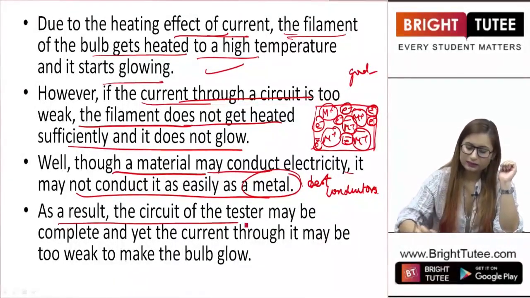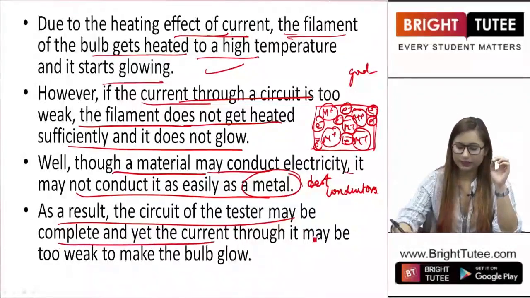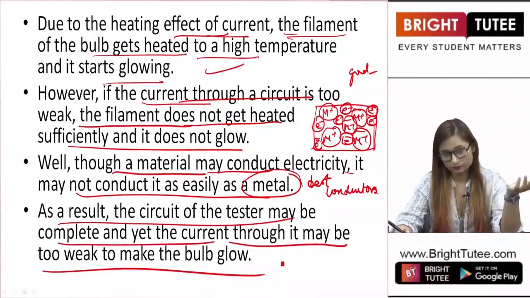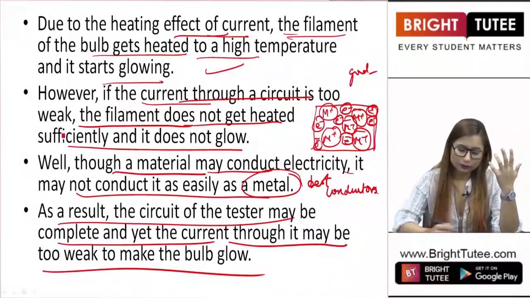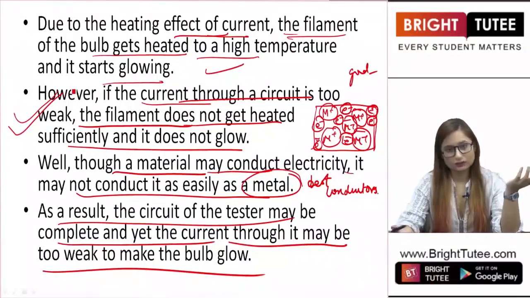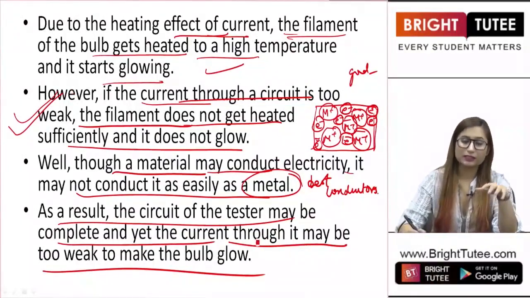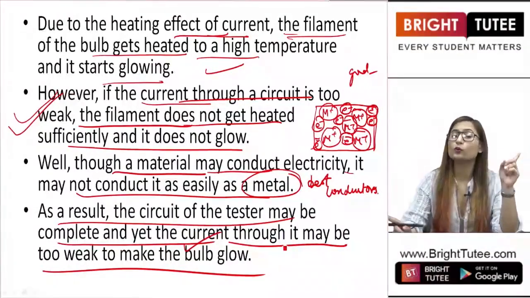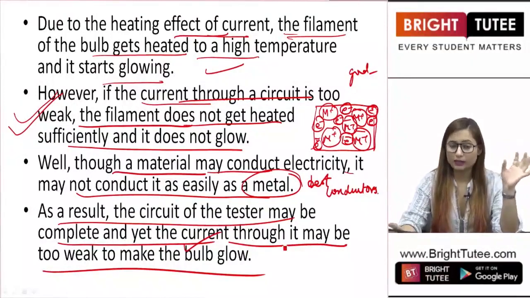Now as a result, the circuit of the tester may be complete and yet the current through it may be too weak to make the bulb glow. As I told you, if the current through the circuit is too weak, the filament does not get heated up and the bulb does not glow. So the bulb glowing also depends upon the strength of the current, right?